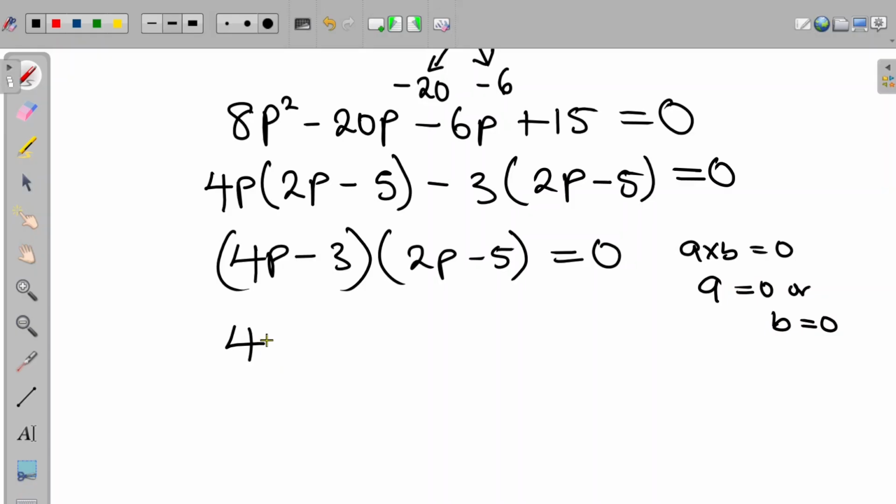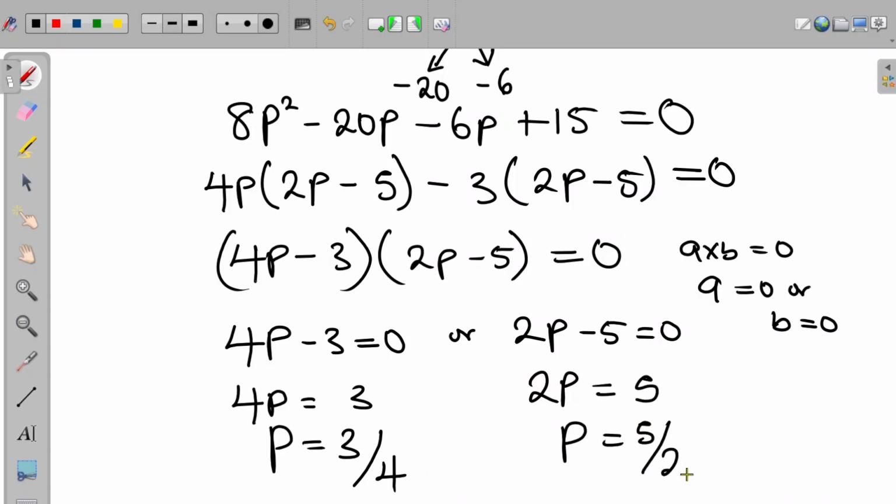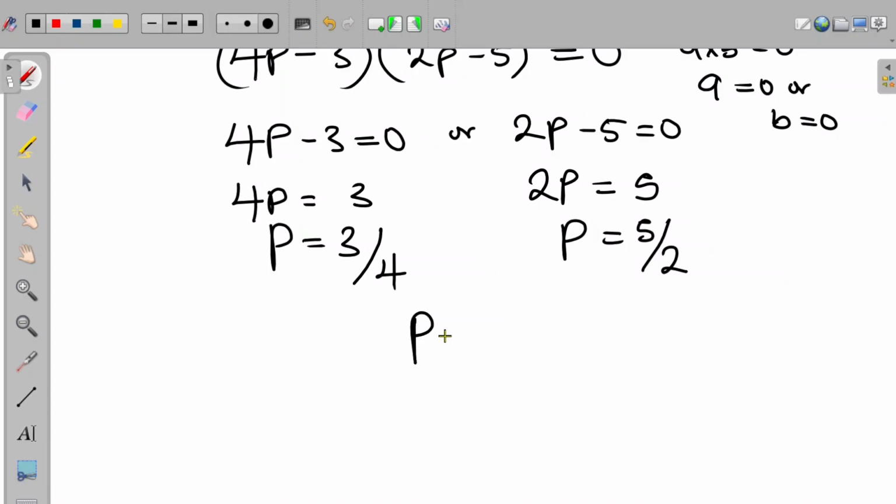So therefore we have 4p minus 3 is equal to 0, or we have that 2p minus 5 is equal to 0. So 4p is equal to 3, therefore p will be equal to 3 divided by 4. And also we have it as 2p is equal to 5, so p is equal to 5 divided by 2. But recall that we said let p be equal to e to the power of x. So p is equal to e to the power of x.